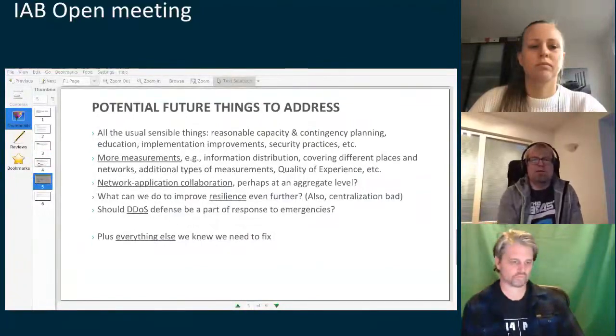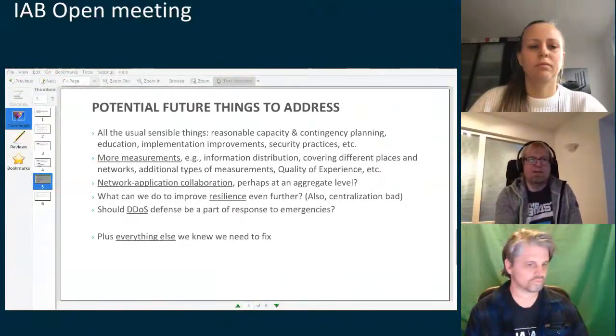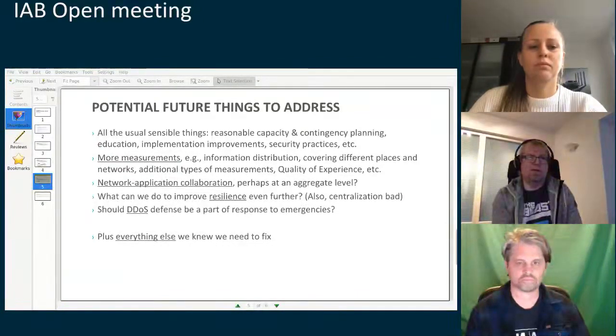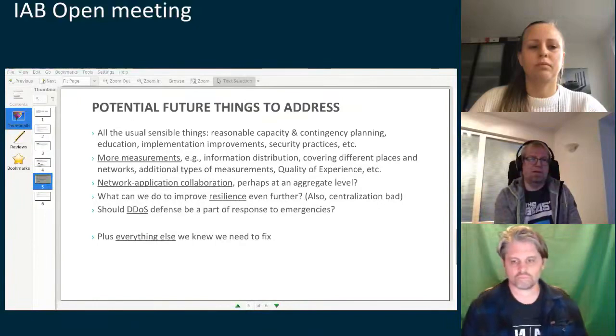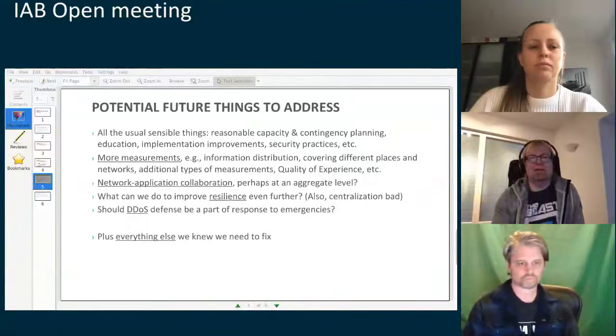So some potential future things to address. Obviously, all the usual things that we have to do anyway. So everybody needs to make sure that they have reasonable capacity and ability to respond to situations different from the current day or this week. Make sure that our implementations are improving. Make sure that we run the right security practice and so forth. But more specifically, of course, we could have more measurements. Are the humans getting what they actually need? And because the human need for internet actually increased this year, it's also a question of whether we're actually matching that or not.